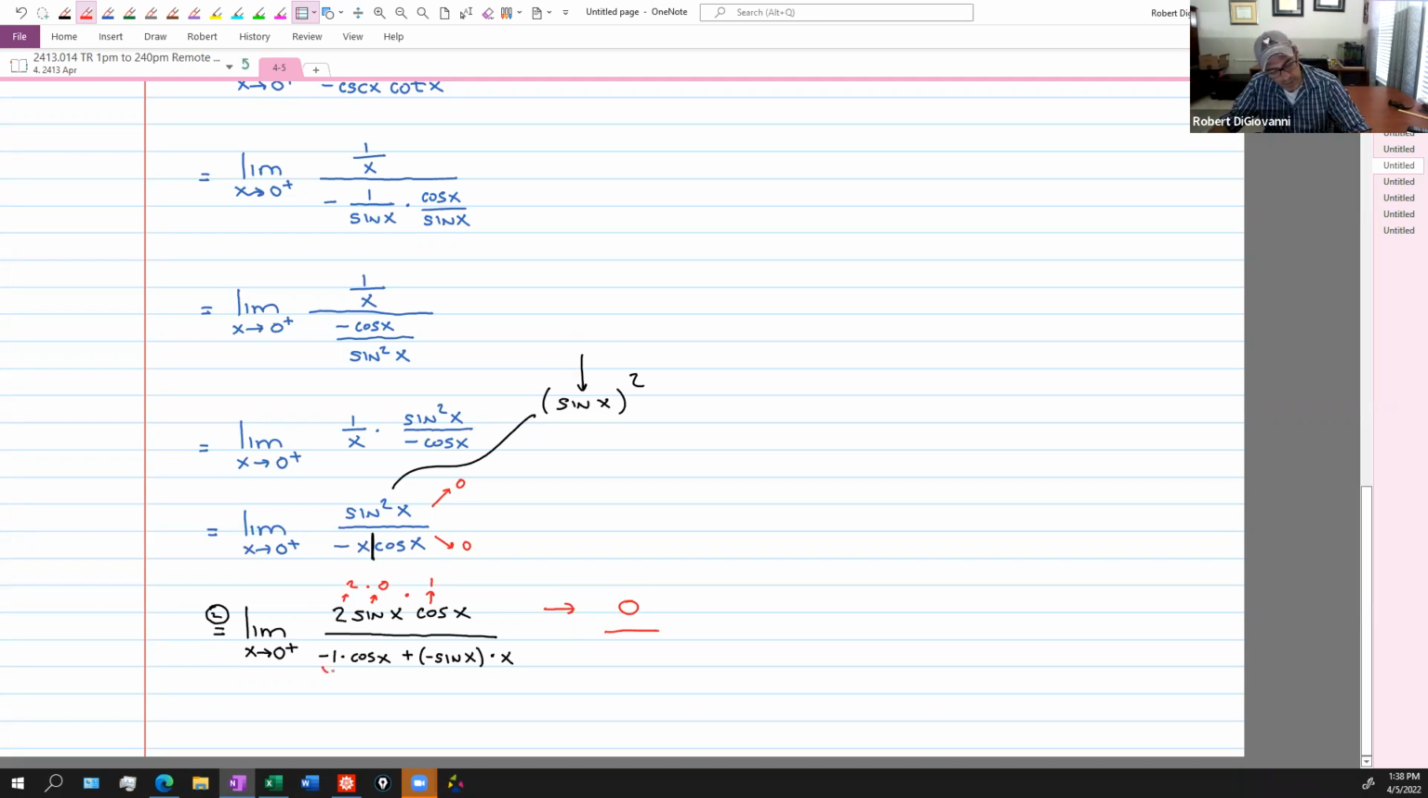But look at this right here. If x goes to 0, cosine of 0 is 1, and -1 times 1 is -1. So I have -1 there. And then I have plus, and now look at these two together. Sine of 0 is 0 times x is 0. Isn't that just 0 there? But -1 plus 0 is -1. So you're getting 0 over -1. Is that bad? Is that indeterminate? No, that's 0. And that's our answer.